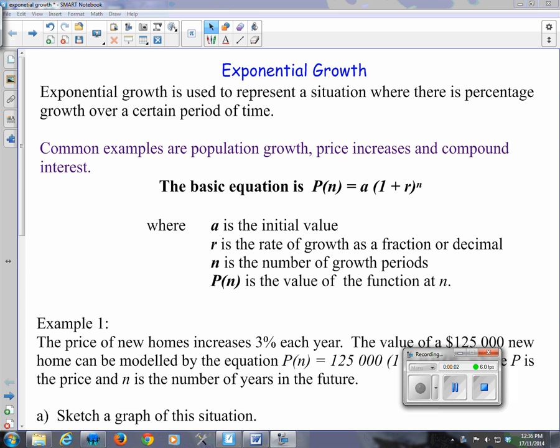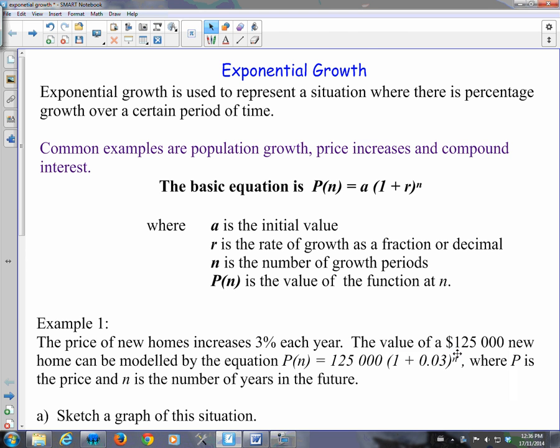Welcome to Unit 4, Lesson 7 on exponential growth. At this point, you should have had a look at a handout on an exponential graph and have an idea of what an exponential graph looks like.